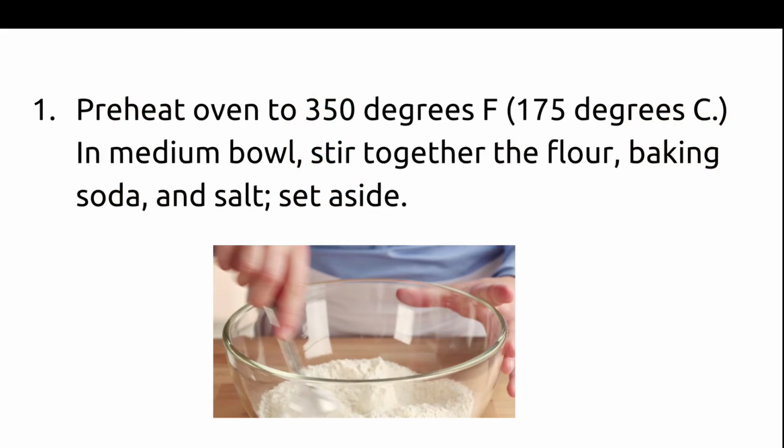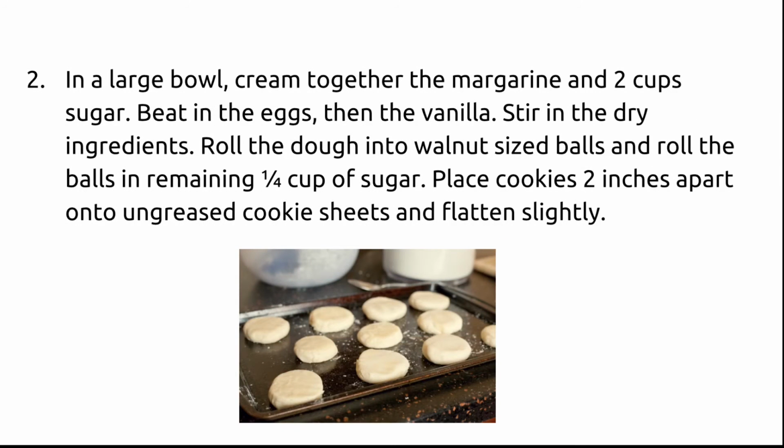First, you need to preheat the oven to 350 degrees. In a medium bowl, stir together the flour, baking soda, and salt. Set aside. Next, in a large bowl, cream together the margarine and 2 cups sugar until light and fluffy. Beat in the eggs one at a time, then the vanilla. Gradually stir in the dry ingredients until just blended.